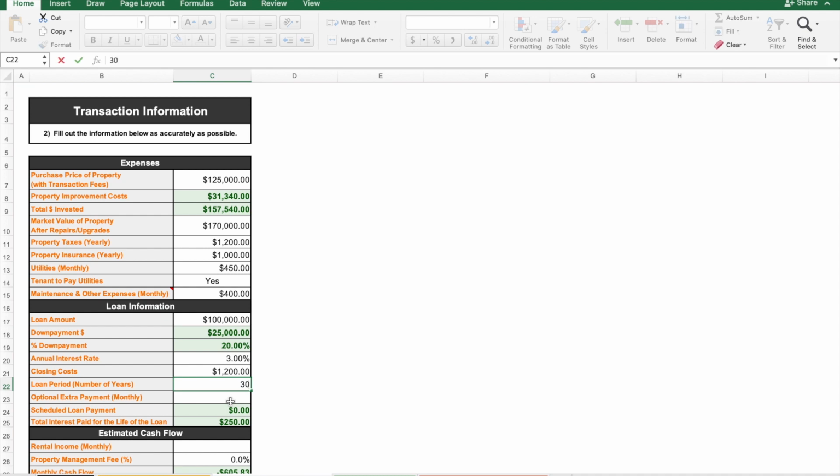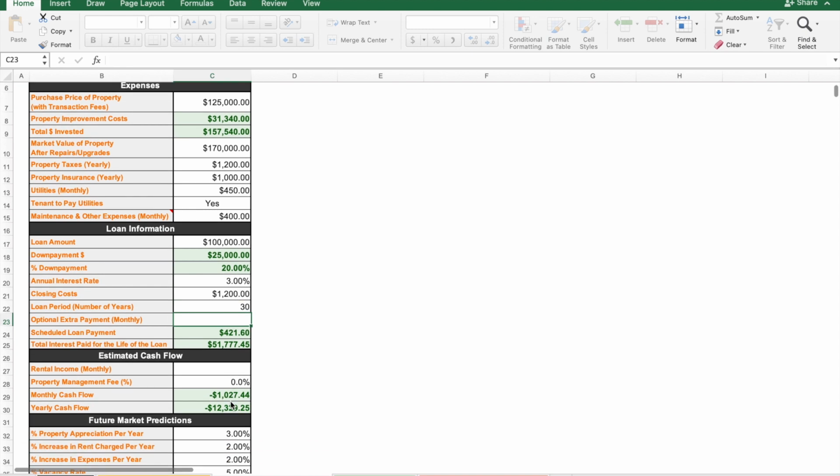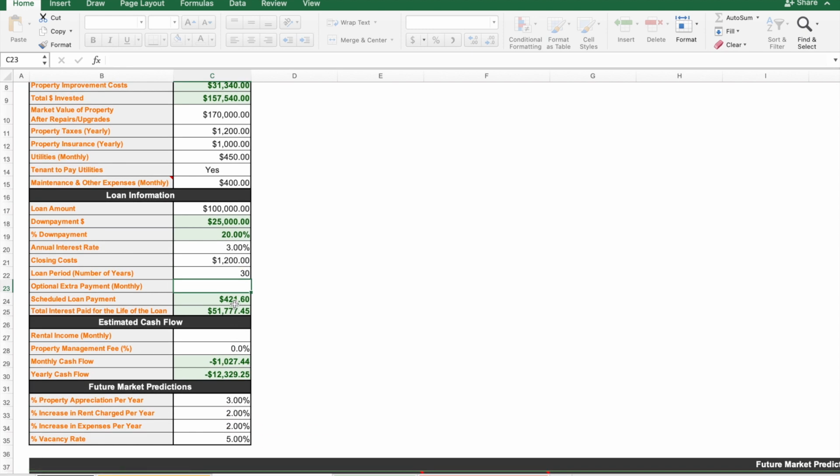Loan period is 30 years. And here you have the option of putting in an extra monthly payment towards the principal on your mortgage. I'm going to opt not to do that. I'm just going to leave it blank. So here it automatically calculates your loan payment based on the information that you put up here, and will let you know how much interest you're going to pay over the life of the loan. So my loan payment is $421.60, and over the 30 years of the loan, I'm going to pay $51,777 in interest.